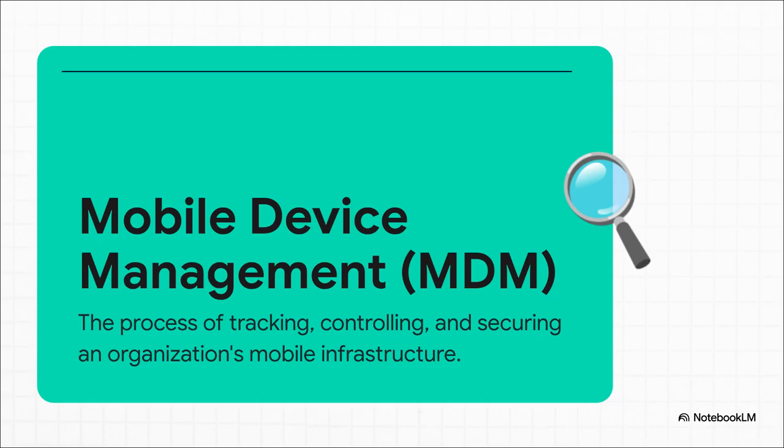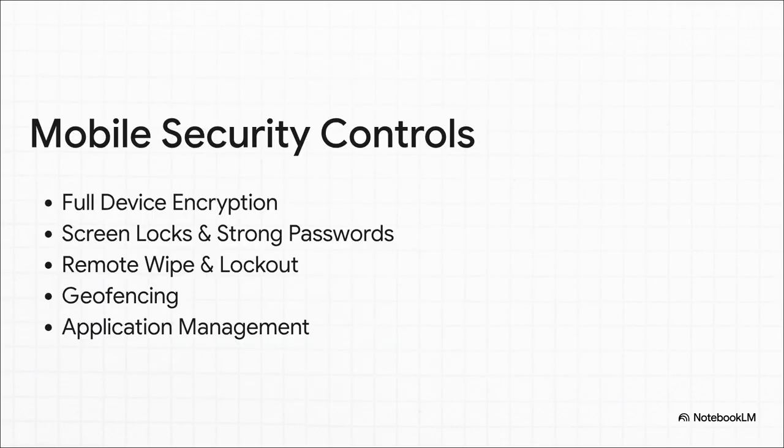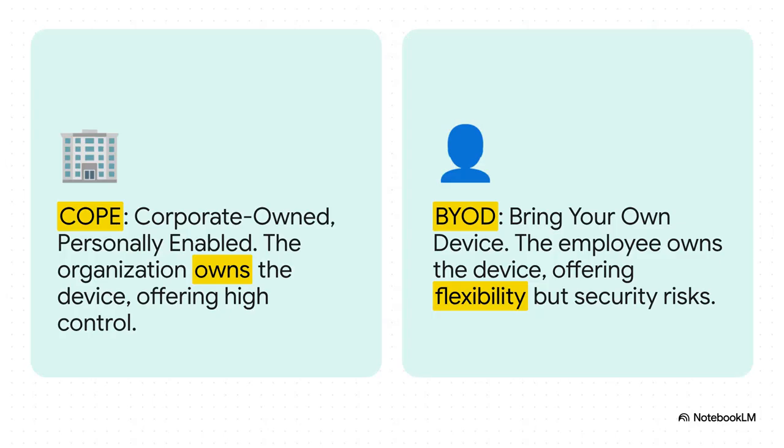MDM lets you push out security policies, install required apps, and keep an eye on all your devices no matter where they are. And MDM gives you some pretty amazing powers. You can force every device to have full encryption and a strong passcode. If a phone gets lost or stolen, you can hit a button and remotely wipe all the corporate data off it. You can even set up a geofence, a virtual boundary, so that if a device leaves a certain area, like the office, some features might get locked down automatically. Pretty cool, right?